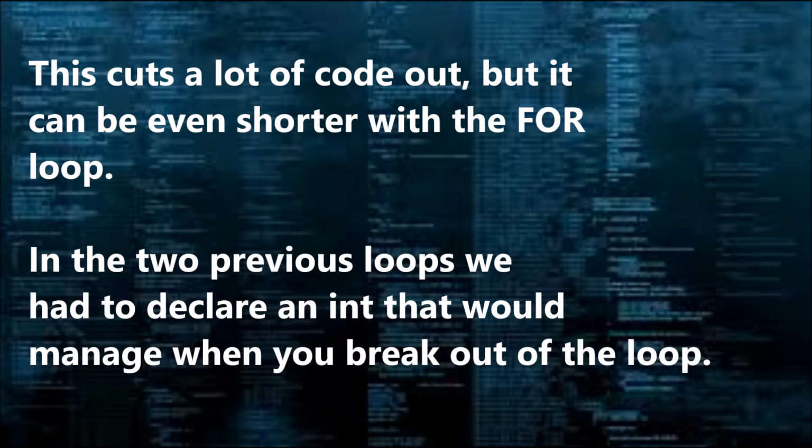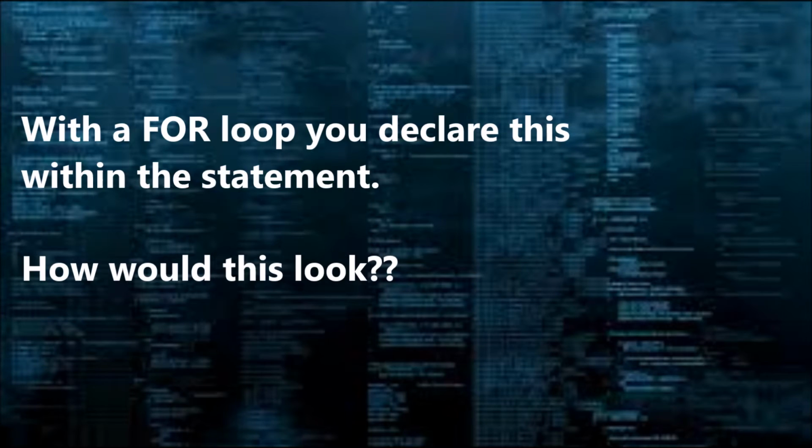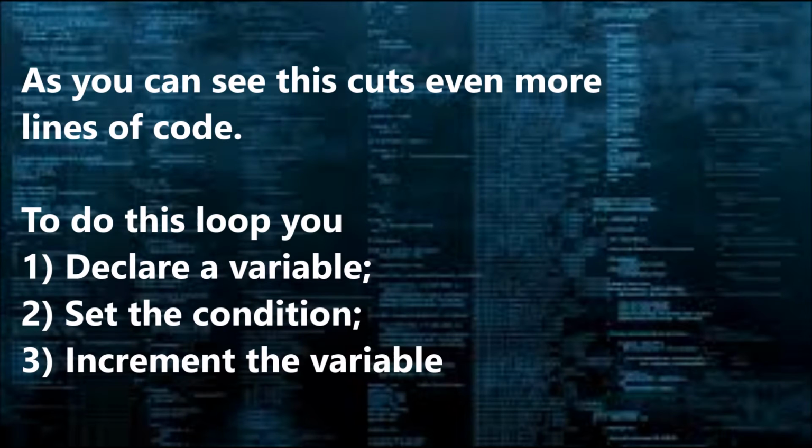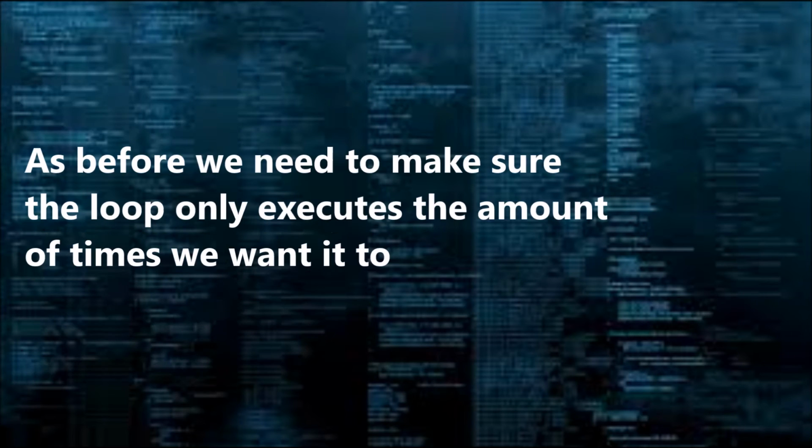In the two previous loops, we have to declare an int that would manage when you break out of the loop. With the for loop, you declare this within the statement. How would this look? Integer i is equal to 1, i is less than 11, and then i++. As you can see, this cuts even more lines of code. To do this loop, you declare a variable, set the condition, and increment the variable.